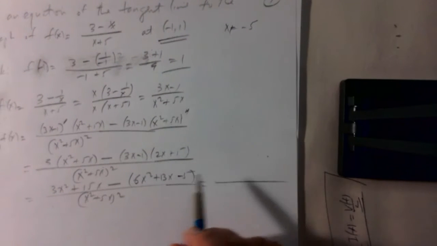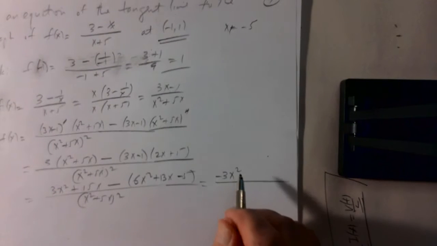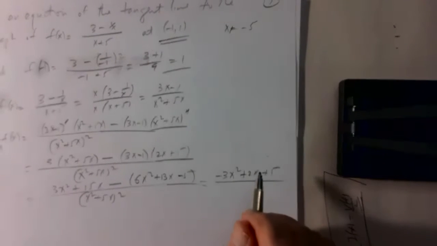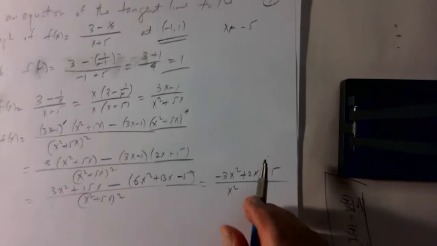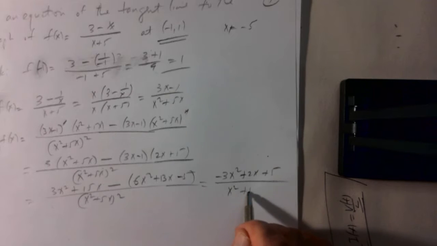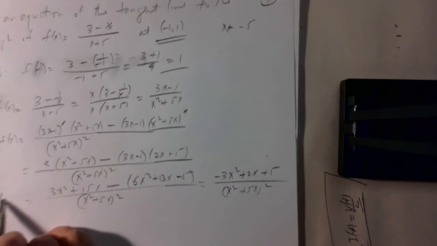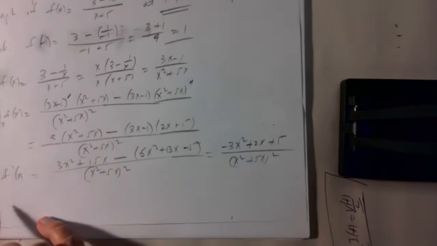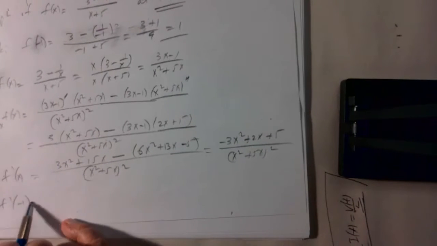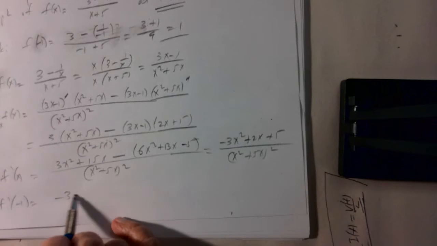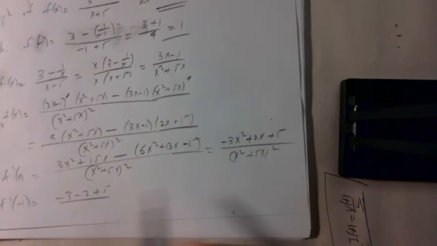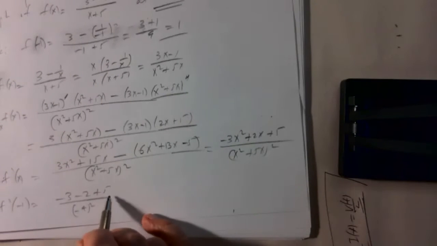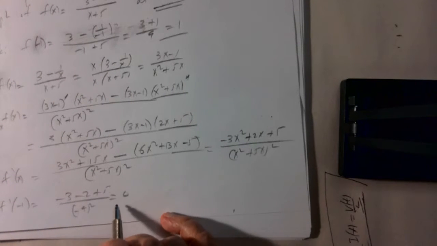So this is equal to minus 3x squared plus 2x plus 5 over x squared plus 5x all squared. That's the derivative, f prime of x. If we evaluate this at -1, you get minus 3 minus 2 plus 5 over 1 minus 5, which is minus 4 squared. This is 0, right? 5 minus 5 is 0.